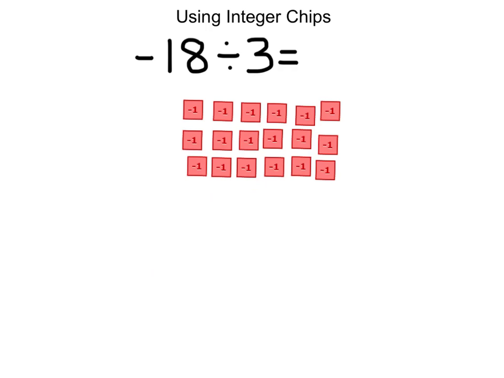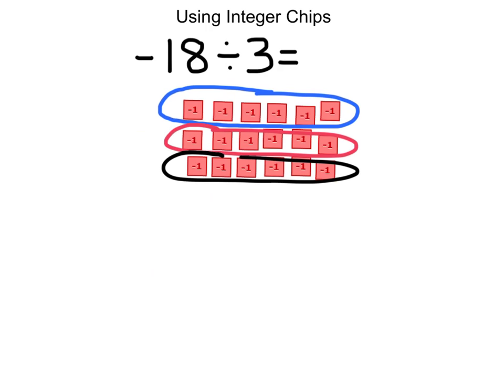Okay, so we can also model this with integer chips. Let's just kind of take a look at one here. We've got negative 18, so I built 18 with negative unit tiles, and I want to divide them into 3 equal groups. So I kind of have it arranged that way already. There's one group, there's a second group, and there's a third group. So then the quotient here is, well, how many are in each group? 1, 2, 3, 4, 5, 6. And it's a negative. They're all negative. So negative 18 divided by 3 equals negative 6.